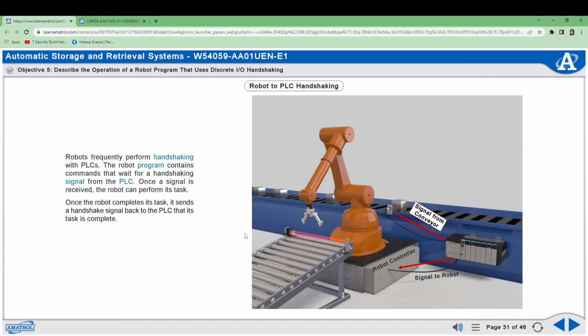An example of a robot program that uses discrete I/O handshaking with a PLC is shown in this graphic. The robot provides inventory to two CNC machines. The robot loads the first CNC and moves out of the way. It then sends a signal to the CNC machine that the robot is done with its task. The robot then moves to the second CNC and repeats the process with that machine.